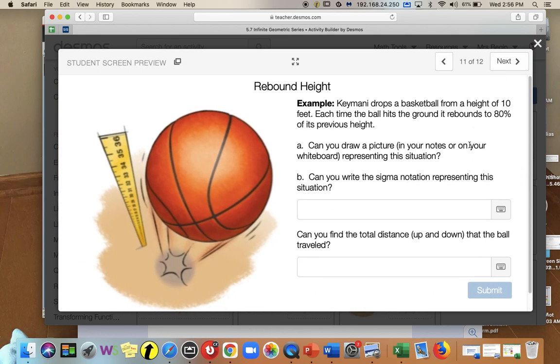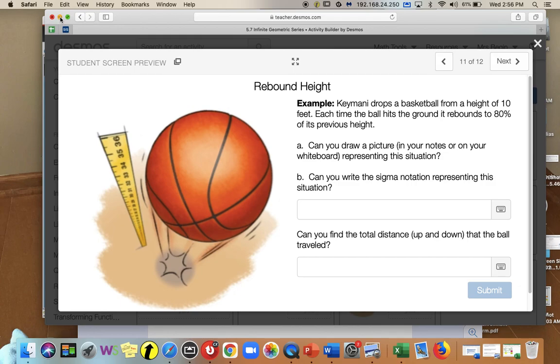Okay. Rebound height. Kimani drops a basketball from a height of 10 feet. Each time the ball hits the ground, it rebounds to 80% of its previous height. Can you draw a picture in your notes or on your whiteboard, representing the situation? So I'll use my iPad as like the whiteboard. Can we write the sigma notation, and can we solve? Find the total up and down distance the ball travels.